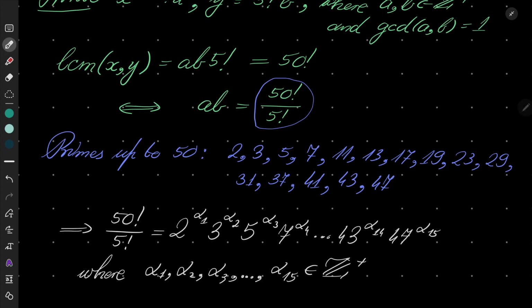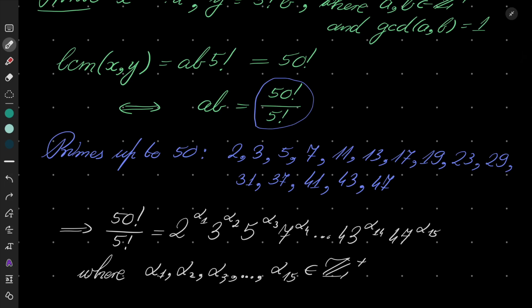Okay, the only problem may be why alpha 1, alpha 2, and alpha 3 are positive. Well, it should be obvious that in 50 factorial we will have a bunch of 2's, a bunch of 3's, and a bunch of 5's in the decomposition. And in the decomposition of 5 factorial we will have much less. So in fact these exponents will be positive.